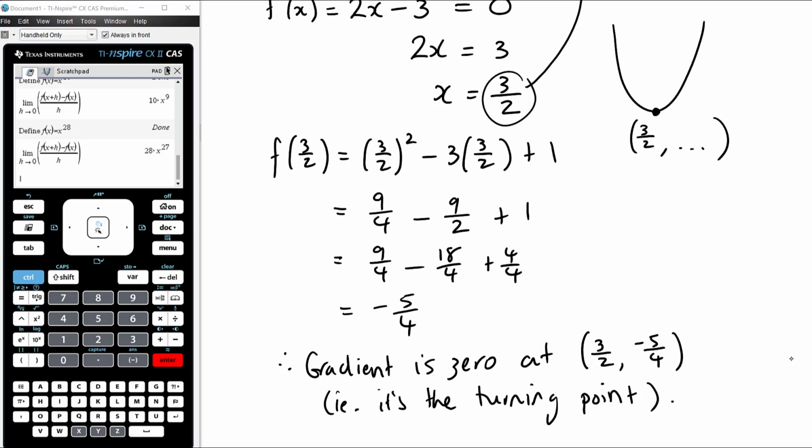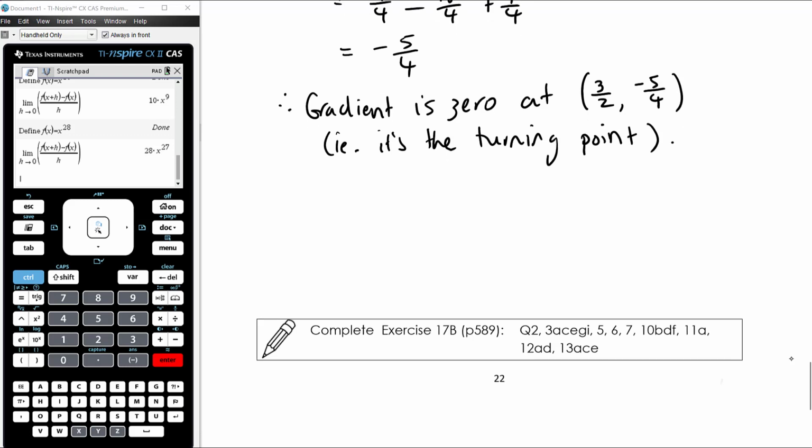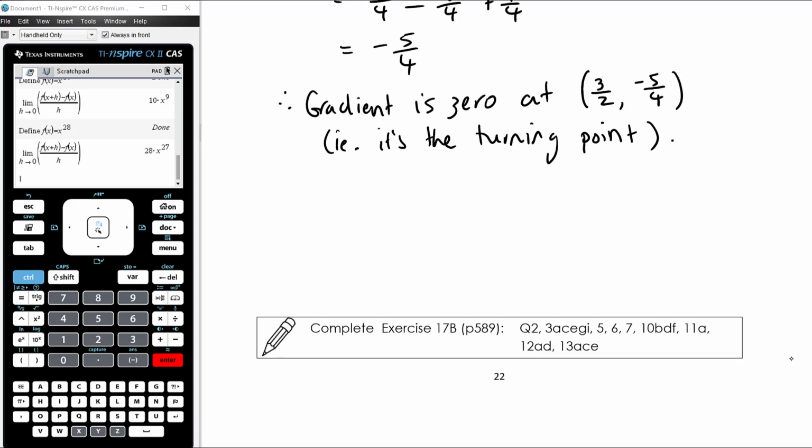Okay, so the work today is from exercise 17b, practice calculating derivatives, and also some understanding of making the gradient equal to a value, subbing a number into the gradient, etc., etc.